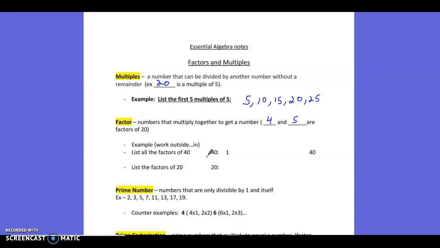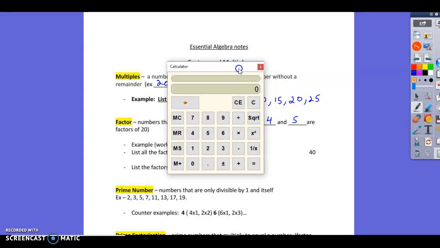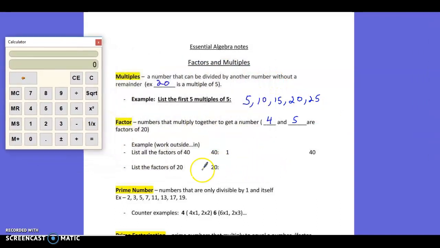If you are asked to list the factors of a number, I use what we call the outside-in method. So we're going to list all the factors, and I'm going to use a calculator for this, and you should too, to help you out. The first two factors of a number are always 1 and itself. So if I'm going to list the factors of 40, I always list 1 and 40.